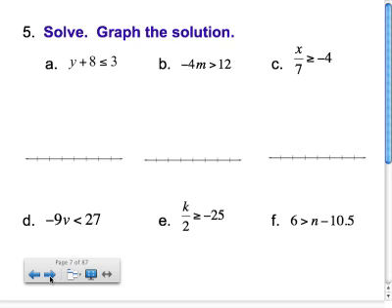So you solve inequalities the same way you would solve an equation. So in part A, if you just thought of this thing as an equal sign, and I said solve for y, what you would hopefully know to do is subtract 8 from both sides, and you get y less than or equal to -5. I didn't multiply or divide both sides by a negative number, so my inequality stays the same.